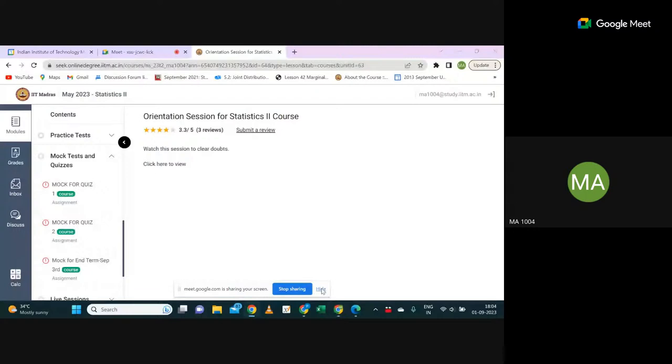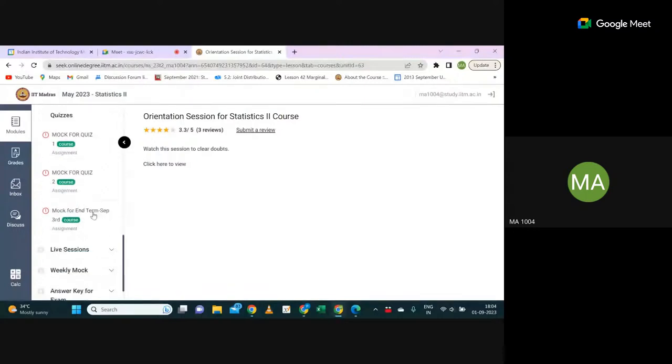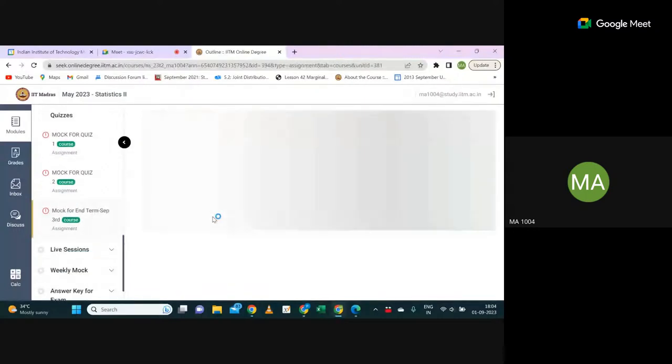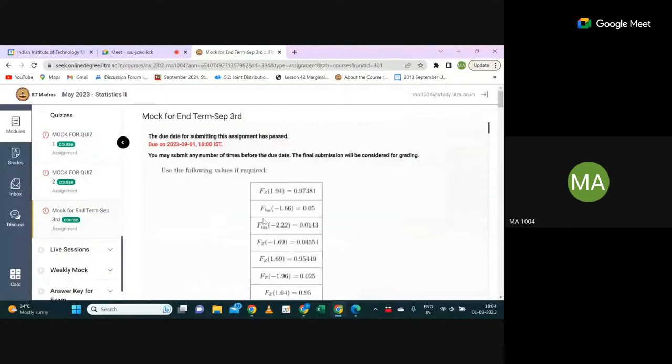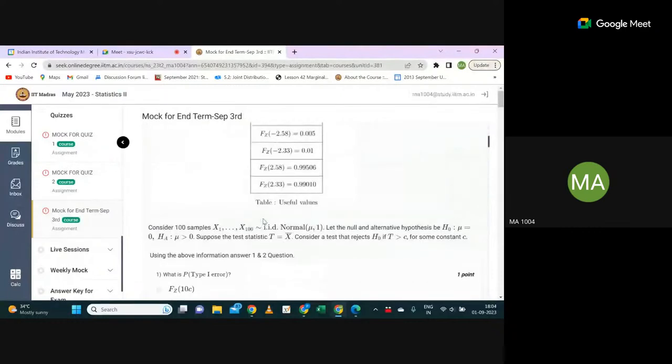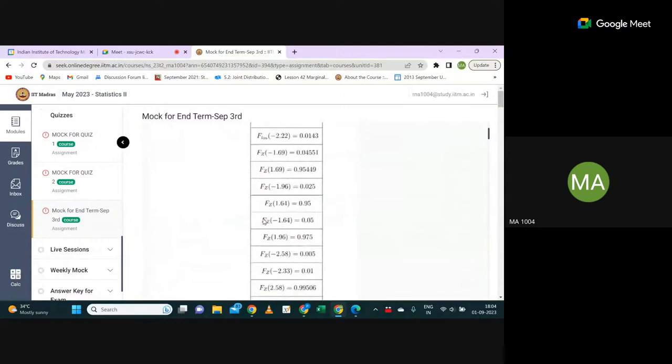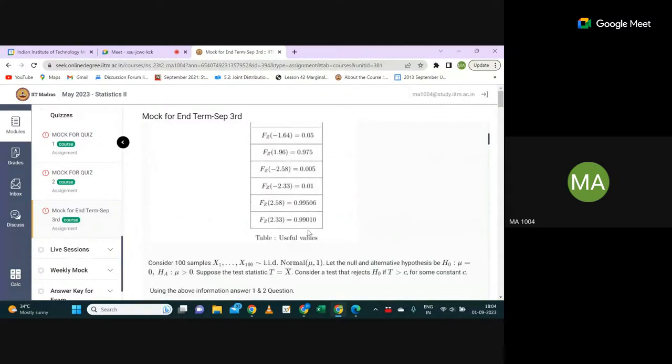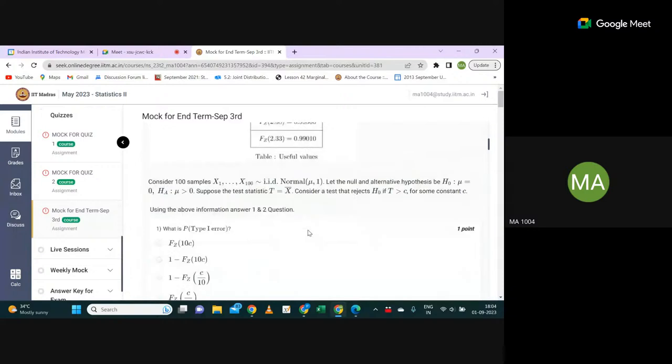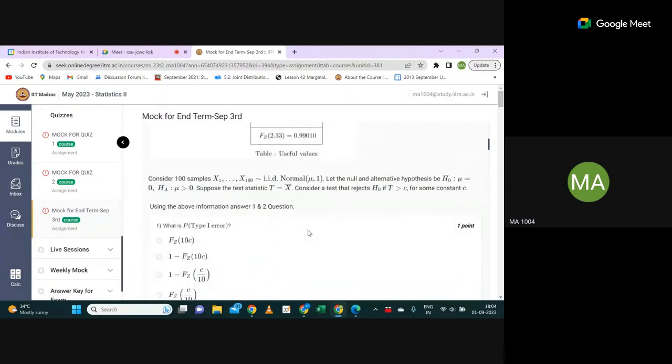Let me go to the mock form. These are some values which we have given, and we have to use them if required. The first question is a comprehension question. It says, consider 100 IID samples X1, X2, up to X100, which are normal with mean mu and variance 1.